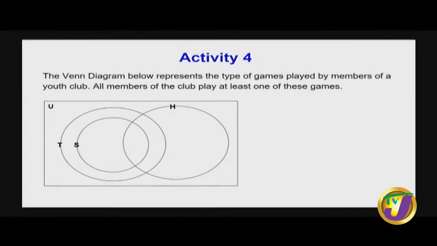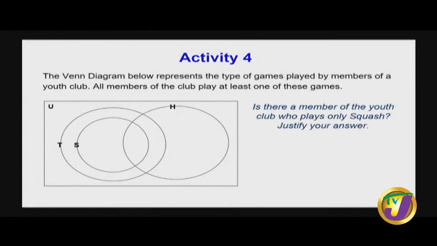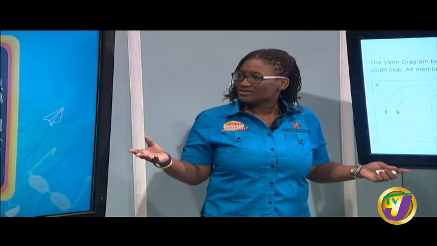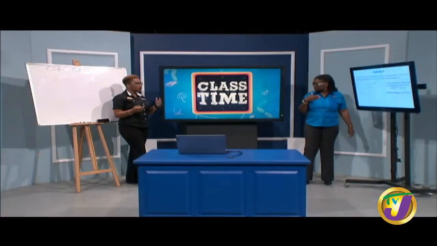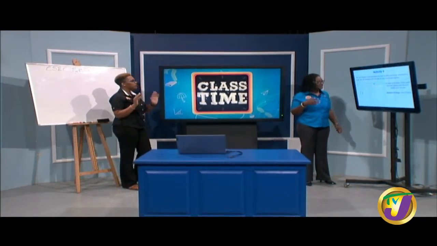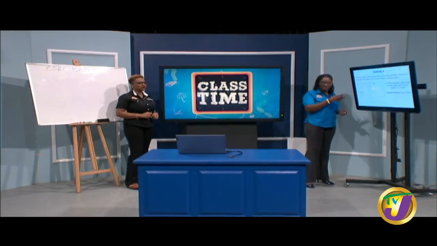So the question is: is there any member of the youth club who plays squash only? And you need to justify your answer. For this one, I need to show reasoning. Which strategy are you going to use first? Well, logic. Because we have the diagram up here already, so it's logic. And we know that this diagram is from Mr. Venn himself, a Venn diagram. So let's use the logic on this.